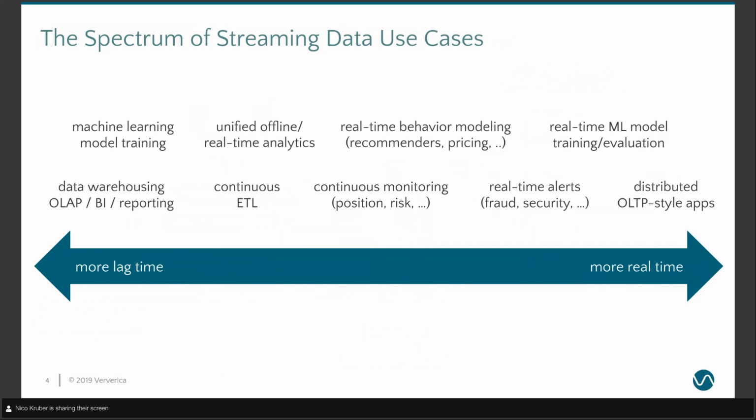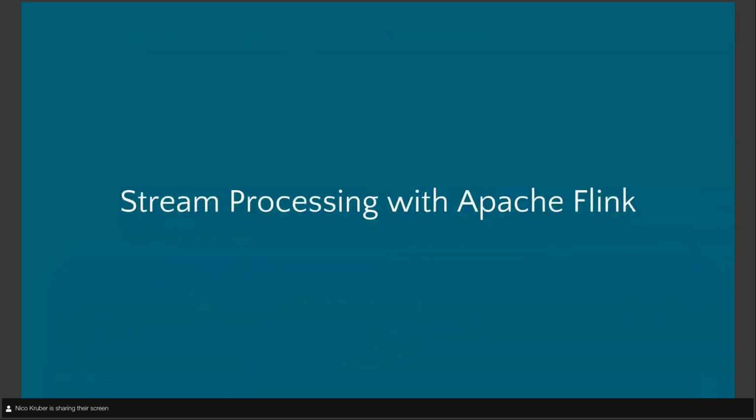should also not lag too much. So there's a vast majority of use cases spreading over those two dimensions, basically. Now let's look into stream processing with Apache Flink.